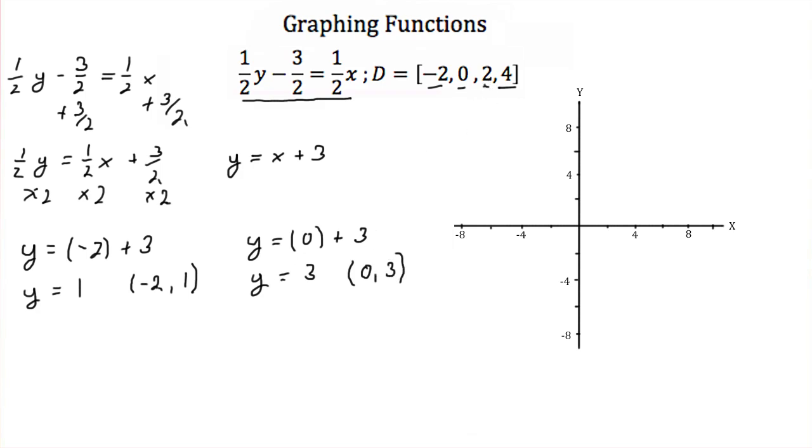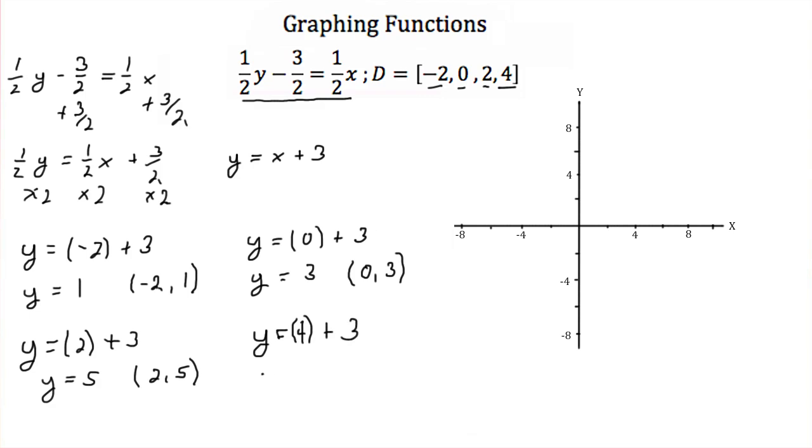Now let's plug in the positive 2. So y is equal to 2 plus 3. So y is equal to 5. So our third point will be 2 and 5. And then lastly, we'll plug in the 4 for x. So y is equal to 4 plus 3. So our y is equal to 7. And our last point is 4, 7.